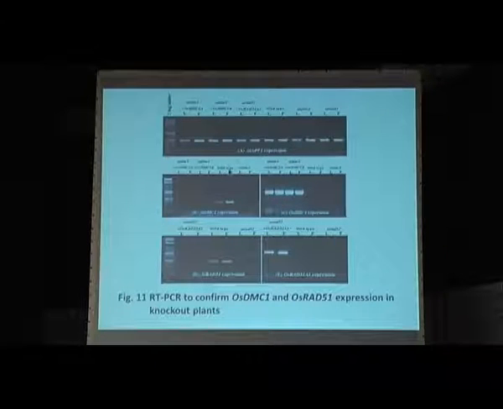In the wild type of Arabidopsis, you can see that Arabidopsis DMC1 and Arabidopsis Rad51 are expressed normally, but in the mutant line, Arabidopsis Rad51 and DMC1 cannot be expressed, and also in transgenic lines, Arabidopsis Rad51 and DMC1 cannot be expressed. However, in the transgenic plant, rice DMC1 and Rad51A1 can be expressed at a high level.